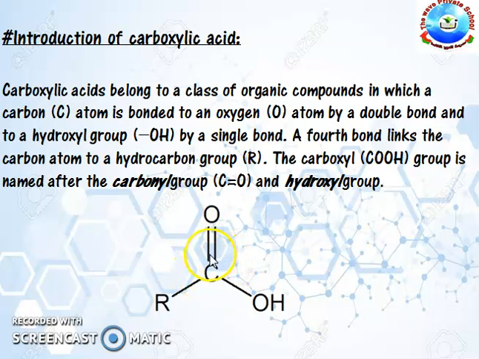The COOH group is named as the carboxyl group, that is C double bond O, and hydroxyl group, that is OH. So COOH is called the carboxyl group. Now got it? How to write carboxylic acid? That is COOH.